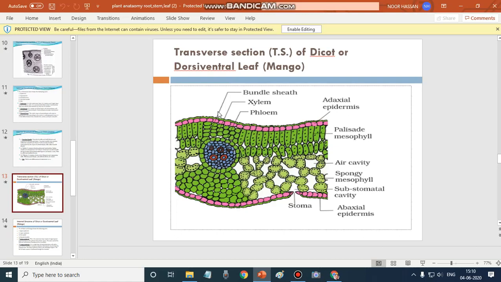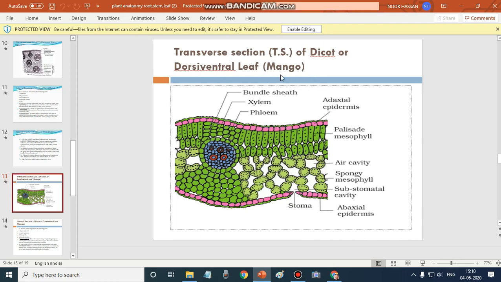So in this video lesson, we shall start with the transverse section, that is TS, of a dicot leaf. Here it is mentioned as dorsiventral leaf. There are leaves with differentiation on the dorsal side and ventral side. So dicot leaves show differences between the dorsal side and ventral side, that is, the dorsal side is different from the ventral side.